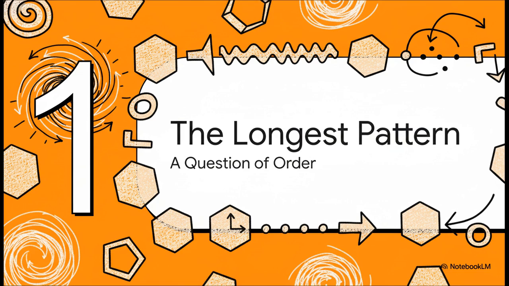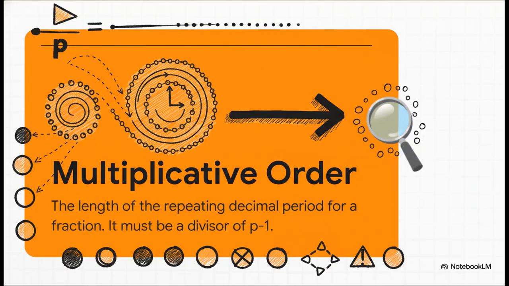This isn't just a fun little quirk, it's a really deep question in number theory, and it's got a formal name. The technical term for this period length is the multiplicative order, and thanks to a super famous rule called Fermat's little theorem, we know there's a hard and fast ceiling. For any prime number p in the denominator, the length of the repeating part has to be a divisor of p minus 1. That's the absolute maximum it can be.